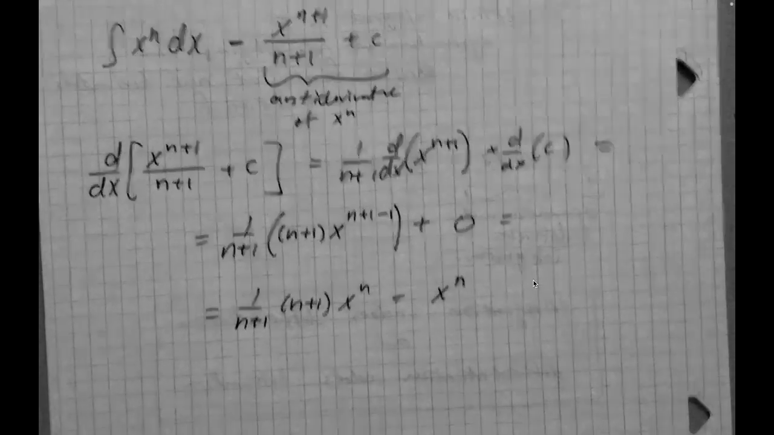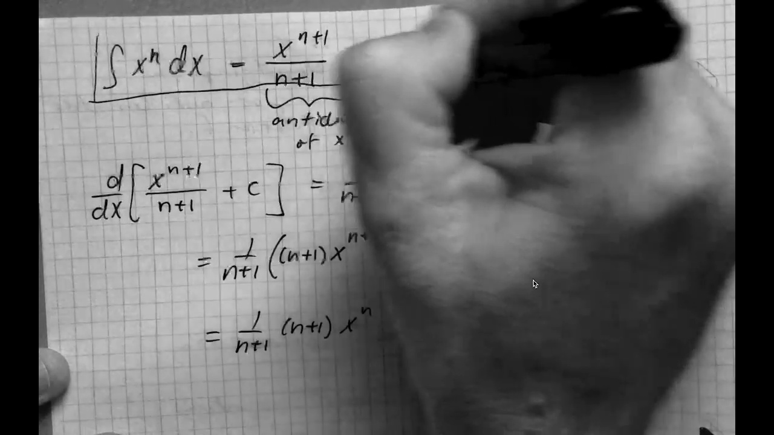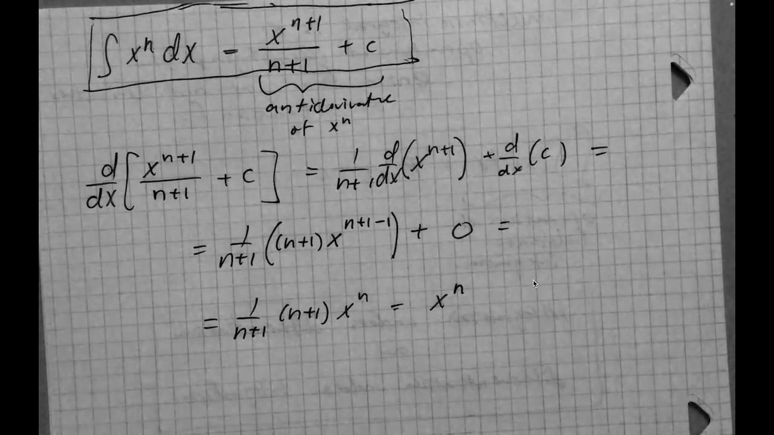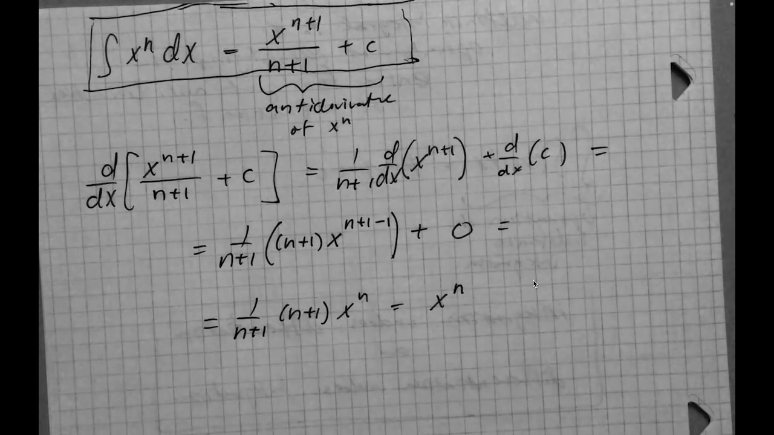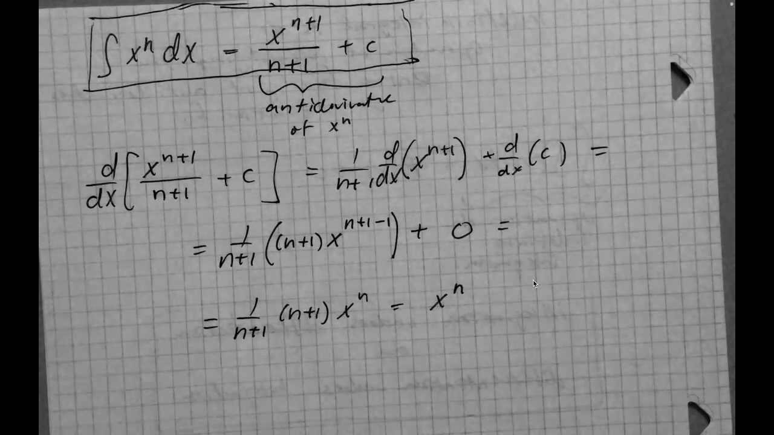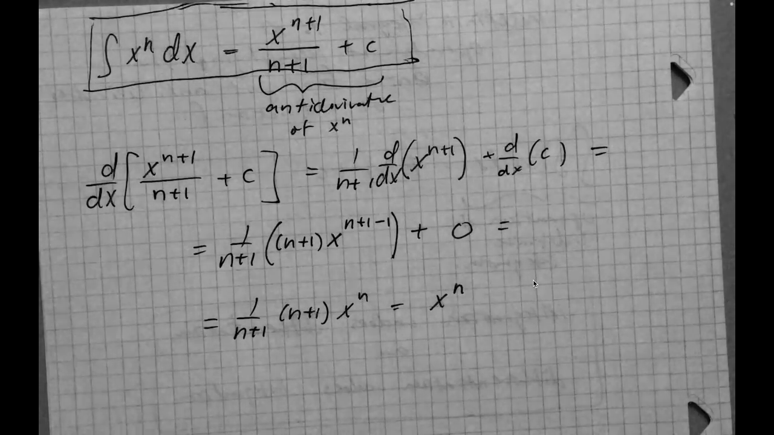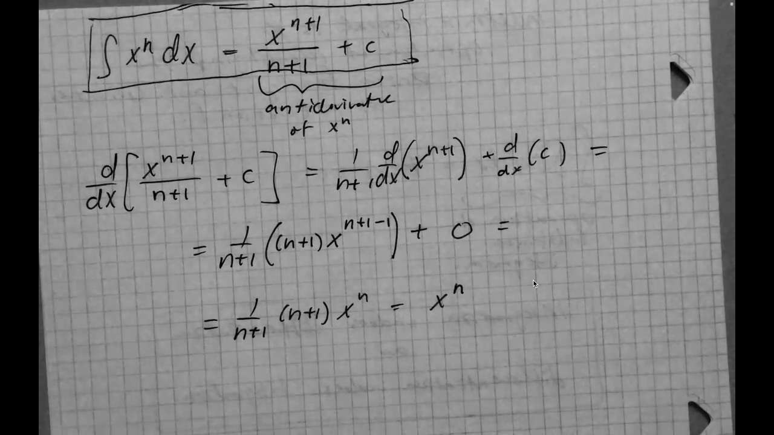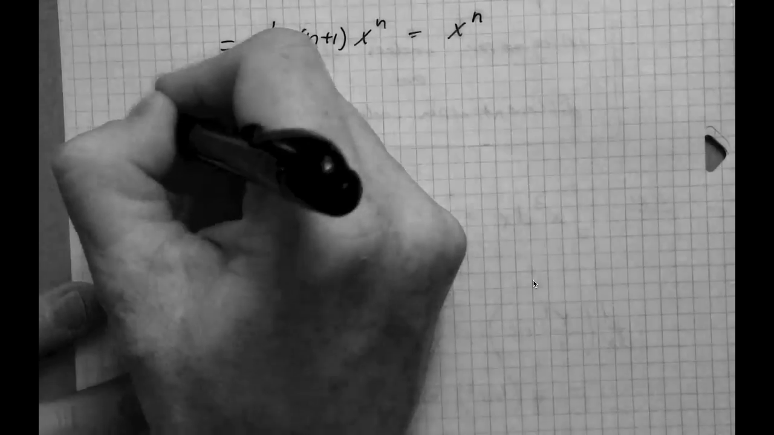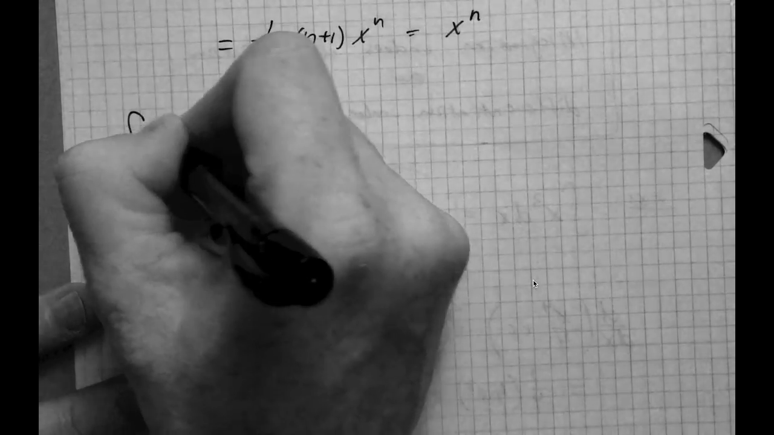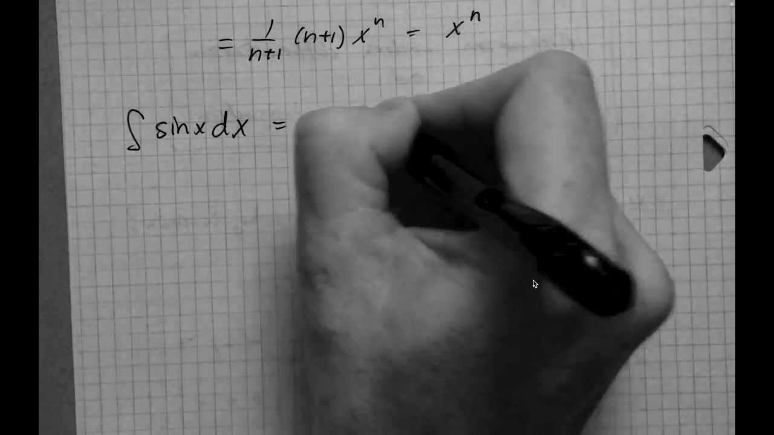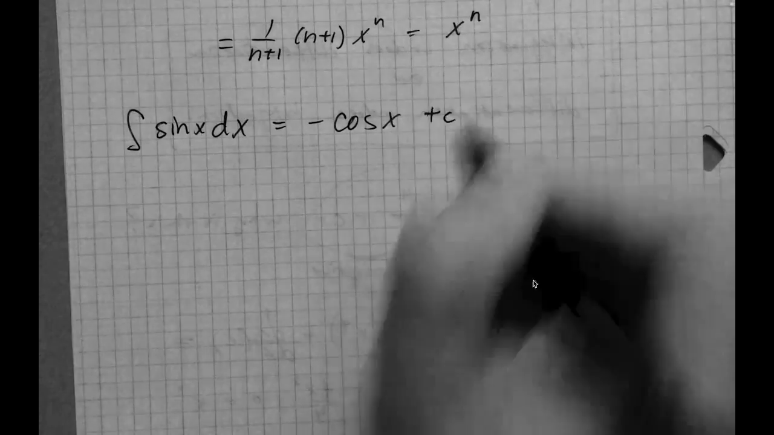So that's the justification. This would be maybe our first integration formula, and we could get a whole bunch of other ones. If you think back to all of those differentiation formulas, many of them are easy to flip on their head, like, for example, the trig functions. What about the integral of sine of x dx? Well, that's just negative cos x plus c.